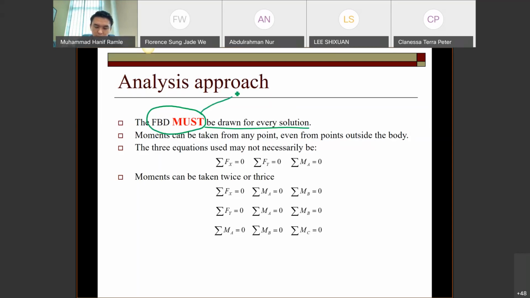The drawing should include, of course, number 1, the geometry, which is the shape of the geometry. Number 2, the forces, either internal or external. And also number 3 is the dimension. So make sure that in your FBD you include all those 3 elements. It must include geometry, forces, and also dimension. Once you have the FBD, then you can get the unknown value.